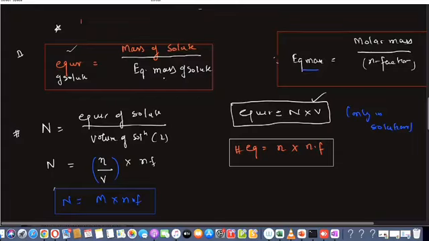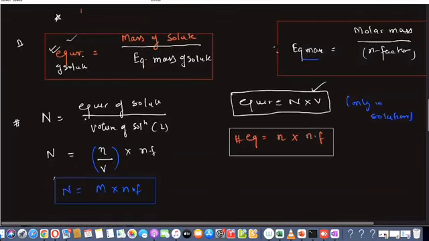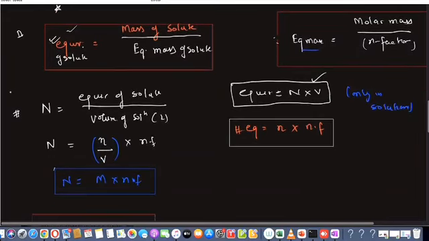Plug it over here in the denominator, and knowing the mass of the solute, you can easily calculate the equivalent of the solute. Okay, an extra tip for you. You know that normality is the equivalent of the solute divided by volume of solution in liters. We have done this at the start of the lesson. So from this, we can see that equivalent is equal to N into V.